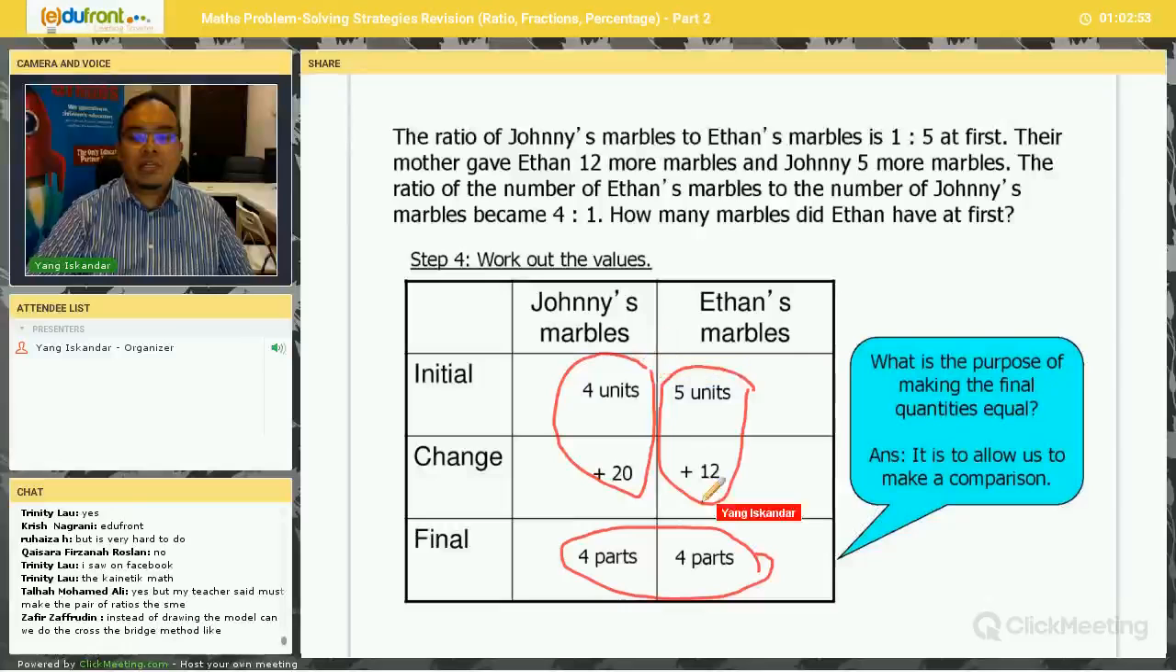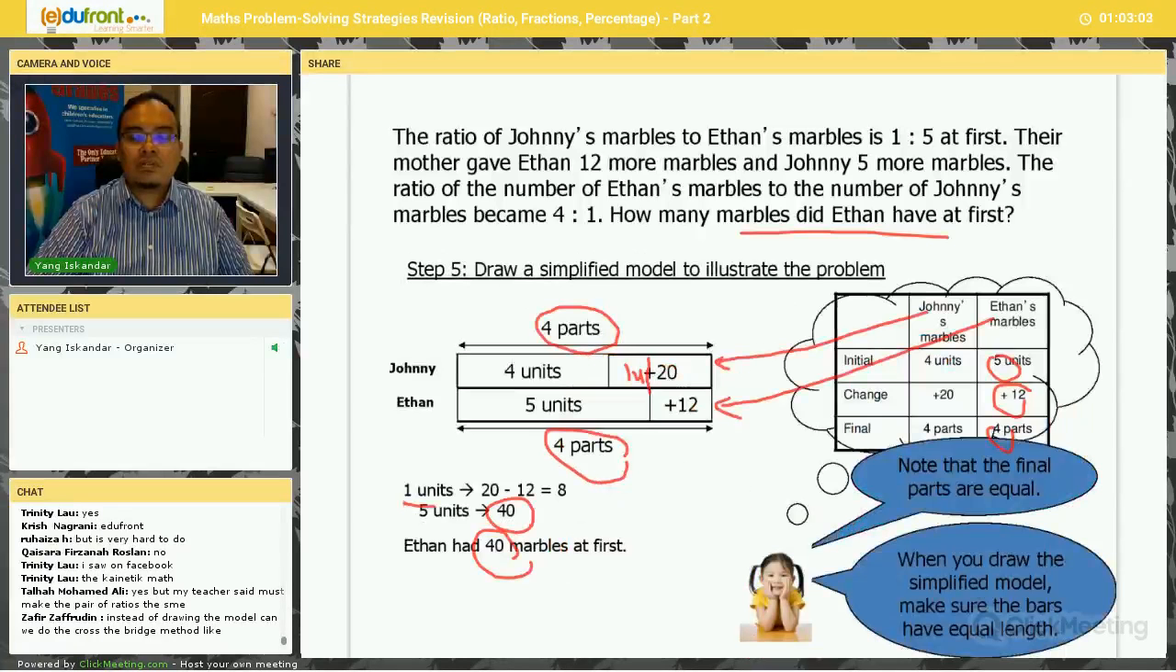Since both parts are the same, I can equate these two together. Johnny's marbles, 4 units plus 20, equals Ethan's marbles, which is 5 units plus 12. Right? Then I draw a simplified model, and you can see very clearly here that 1 unit is 20 minus 12, which equals 8. So 5 units equals 40. Why? Because the question asks how many marbles Ethan had at first, which is 5 units. So 5 multiplied by 8, I get 40. So Ethan had 40 marbles at first.